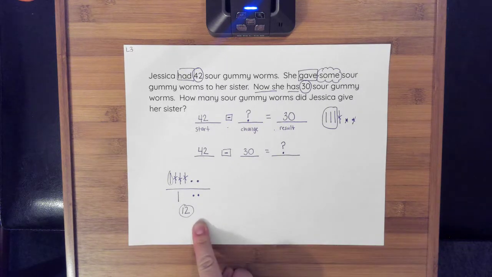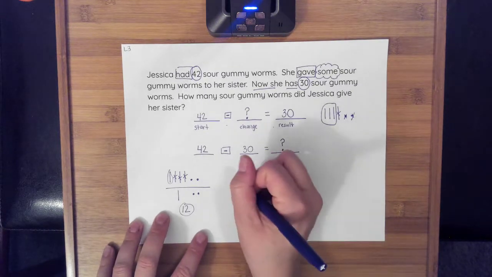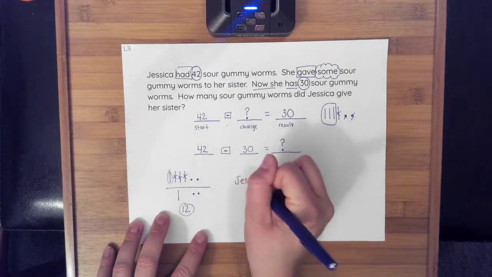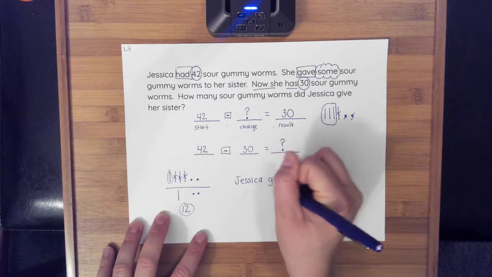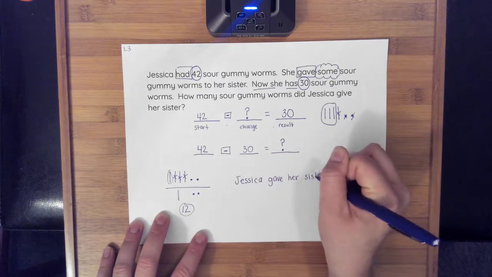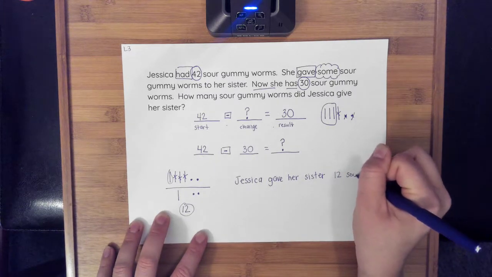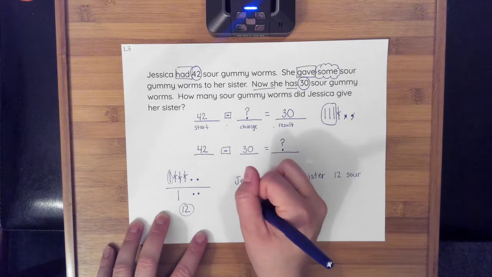Now, I need to write my solution sentence, so I'm going to say, Jessica gave her sister 12 sour gummy worms.